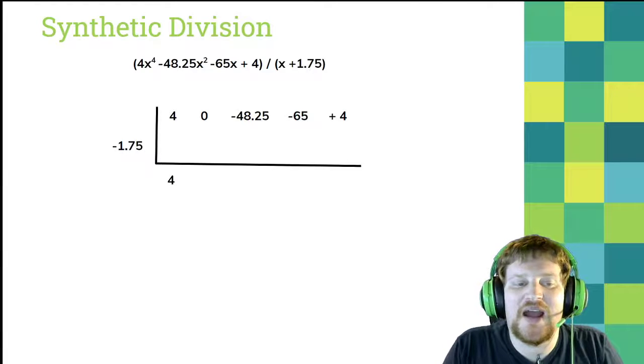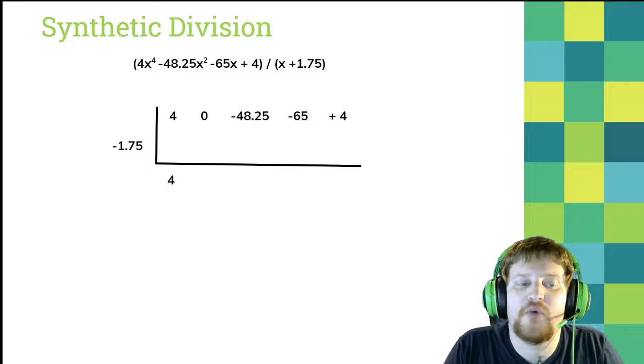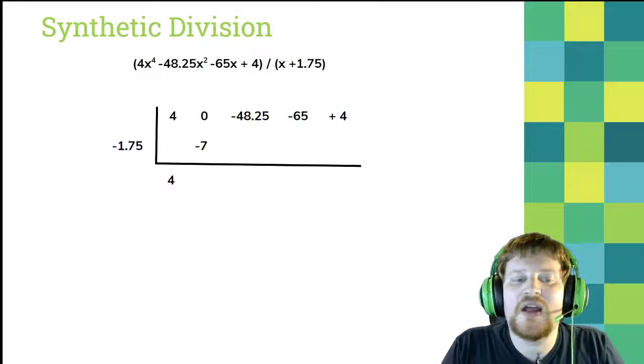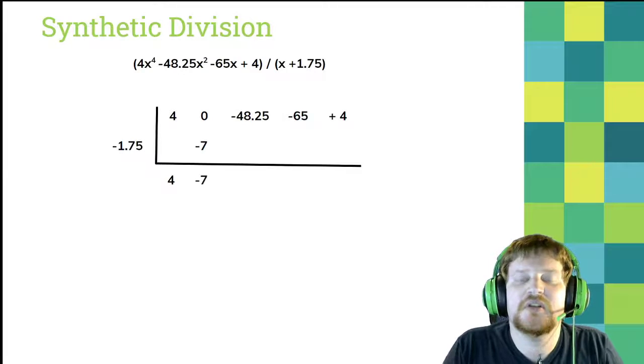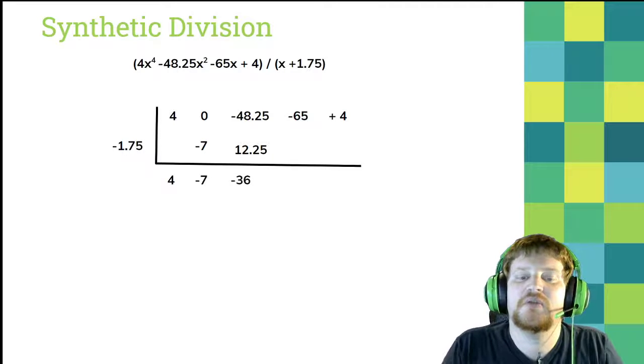Then I'm going to take that and multiply it by the number that's over to the left. So negative 1.75. 4 times negative 1.75 is negative 7. Now all I have to do is add these together. 0 plus negative 7 is negative 7. Once again, I'm just going to multiply. Negative 1.75 times negative 7. That gives me 12.25. Negative 48.25 plus 12.25, well, that's negative 36.